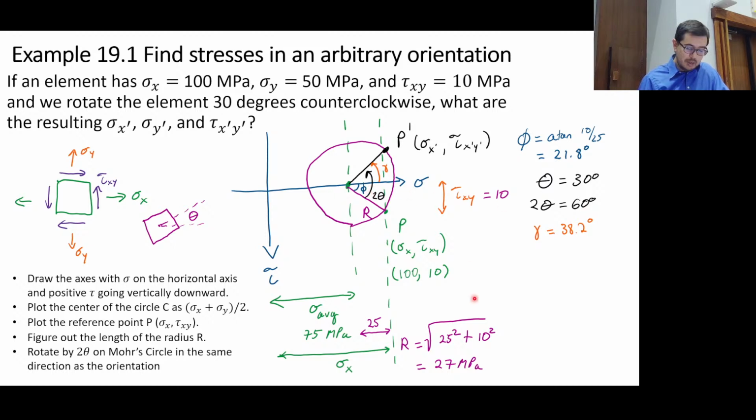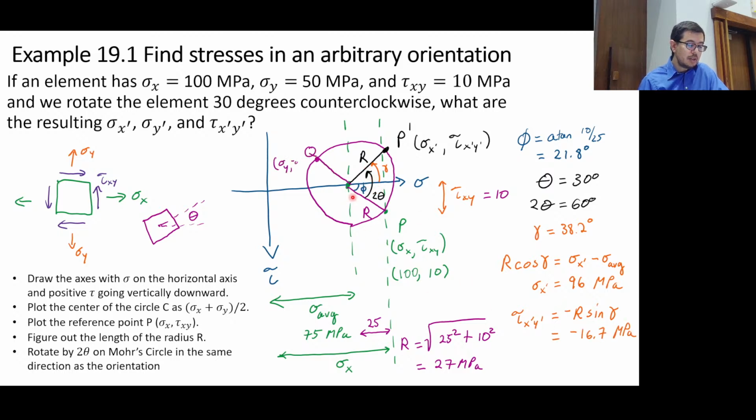And then once I've got this gamma in there, I can say, I know r. R did not change. So r cosine gamma would give me what? The new sigma x prime minus sigma average. Sigma average didn't change as well. That's going to give me this distance here. Okay, you see that? And so sigma x prime is equal to 96 megapascals. Tau x prime y prime is just the minus, because we're on the negative side, so it's going to be minus r sine gamma, and that's going to be minus 16.7 megapascals.